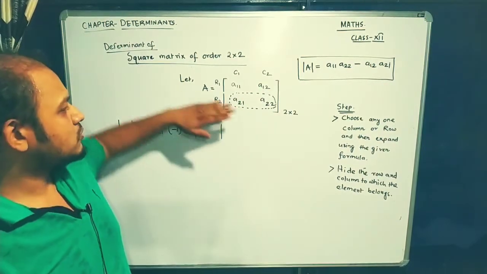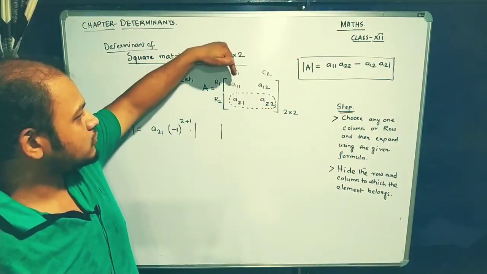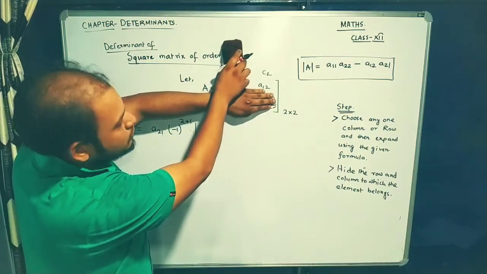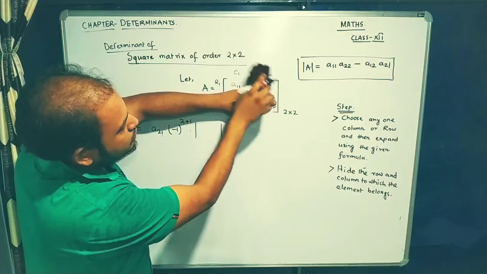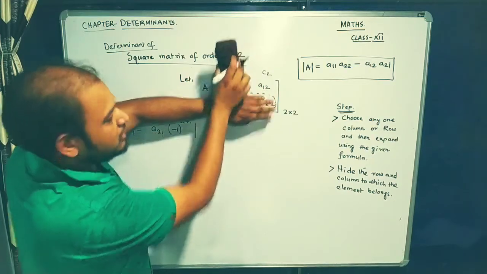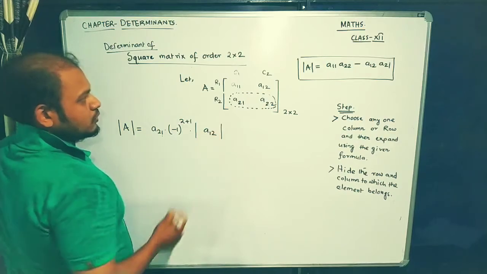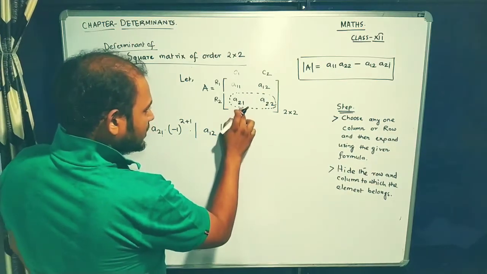This A21 belongs to the second row and it also belongs to the first column. So hide the second row and the first column. What do you see? Do you see A12? See, we have A12, right? So place A12 in this position. Okay, then we are done with this element.